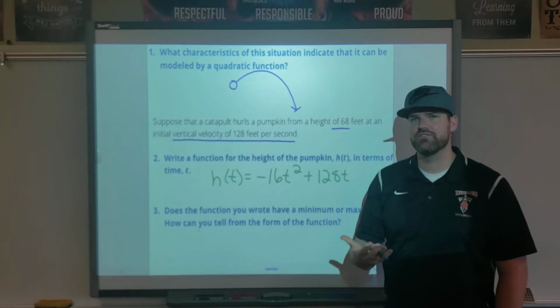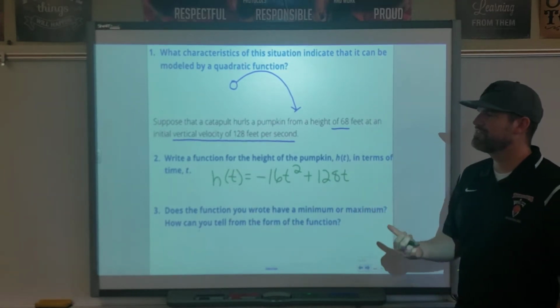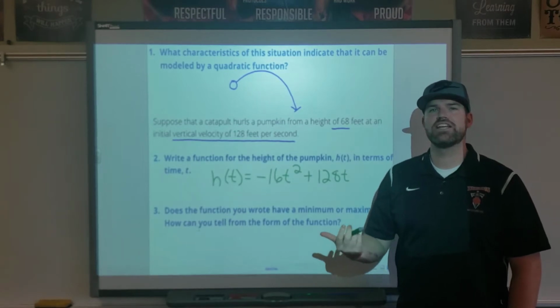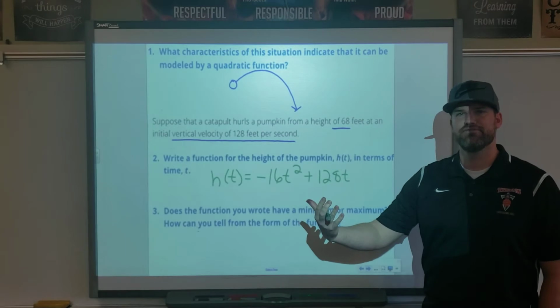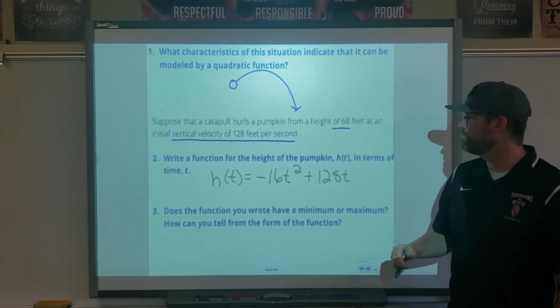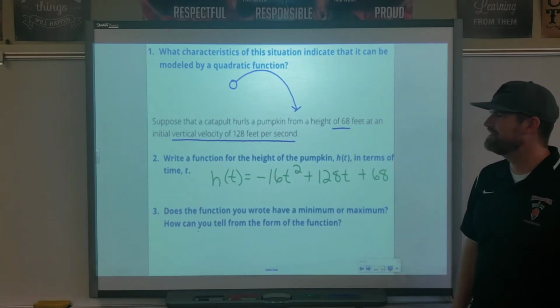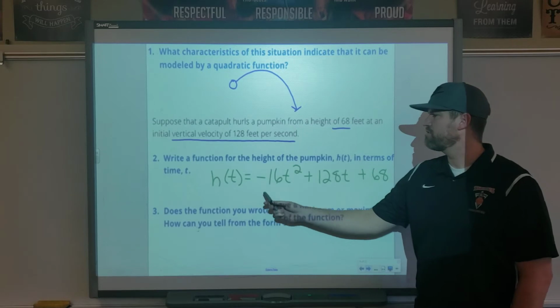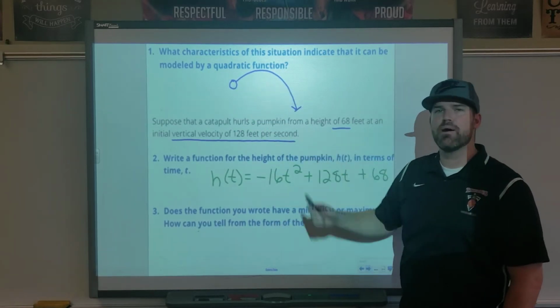So our b value essentially is our vertical velocity. And then at the end was h sub 0, which just meant our initial height. Well, how high was the pumpkin when it actually got flung into the air? Well, this tells us it was 68 feet above ground. So our h sub 0 is an initial height of 68. So this quadratic function will actually model the flight of the pumpkin.